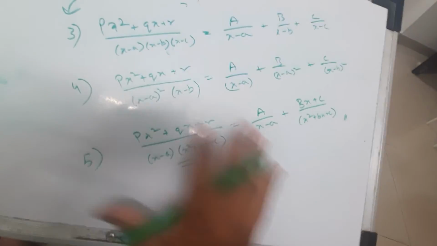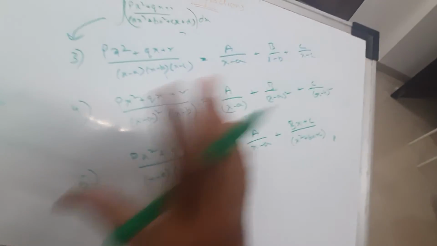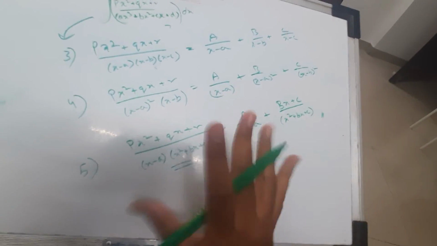And that is the partial fraction for this kind of function. Now, obviously, these are all integration dx. But to do the actual procedure, I'll get to it in the other video. But yes, those are the 5 types to know.